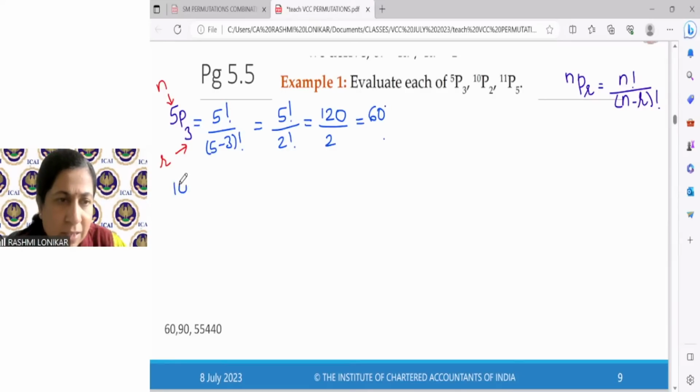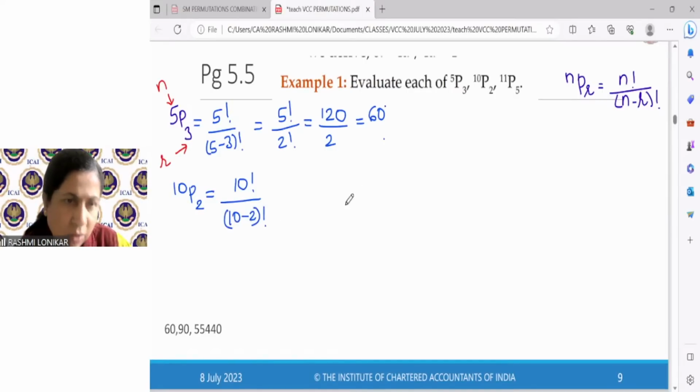Now next is 10P2. Which of this is n? 10 is n. And which of this is r? 2 is r. So this is equal to 10 factorial upon this. What is the formula? N factorial upon (n minus r) factorial. So (10 minus 2) factorial. Okay. So this is equal to 10 factorial upon (10 minus 2), which is equal to 8 factorial. Clear?